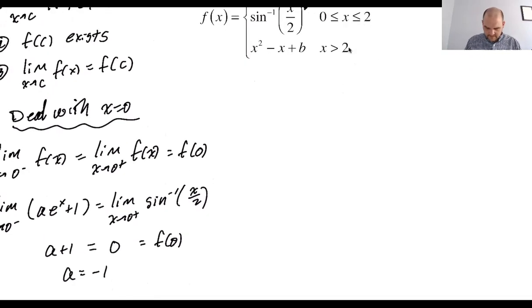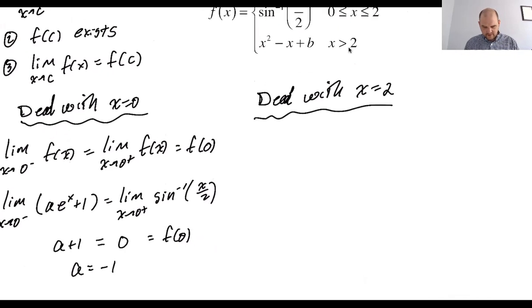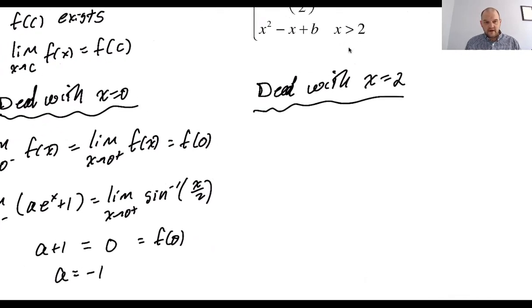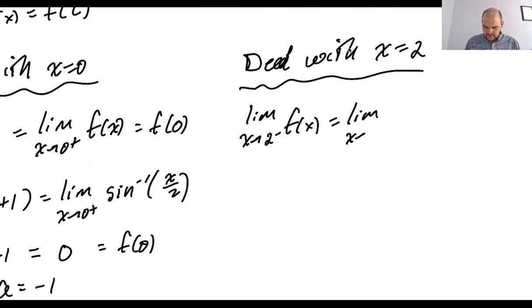Whew. All right. So deal with x equals 2. And we're going to do the same thing. I cannot write deal. Look at that. It looks like I wrote dead, but I spelled it wrong. All right. I need the limit as x approaches 2 from the left of f of x, written out using function notation, to equal the limit as x approaches 2 from the right of f of x. And I need both of those to equal f of 2. That'll make it continuous. That's the definition.